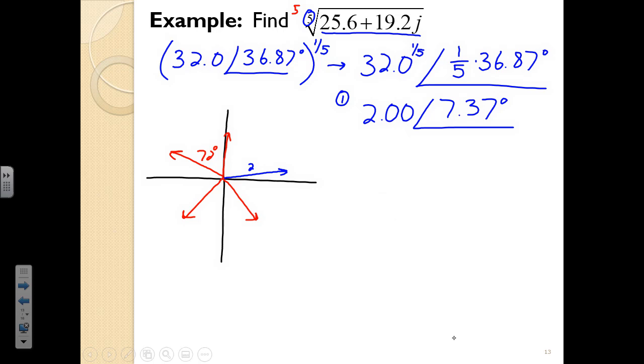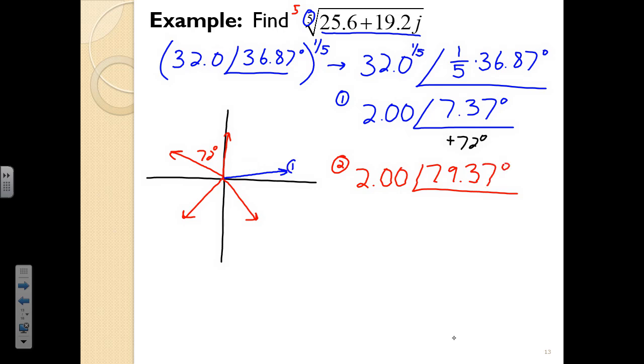The magnitude's the same for all of them. So we can add 72 degrees, and that tells us that our second root is going to be 2.00 at 79.37 degrees. That was our first root. We just found the second one right there. My picture isn't quite perfect, but it's in the ballpark. Our third root is going to be 72 degrees beyond that, which means it's 2.00 at 151.37 degrees.